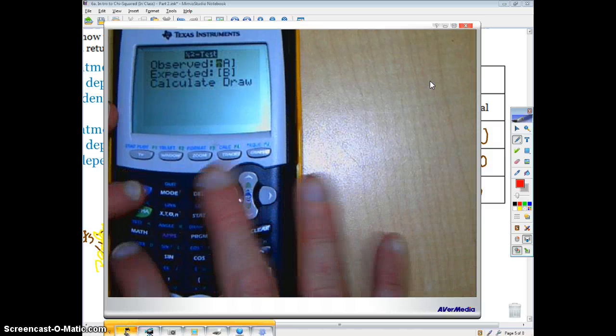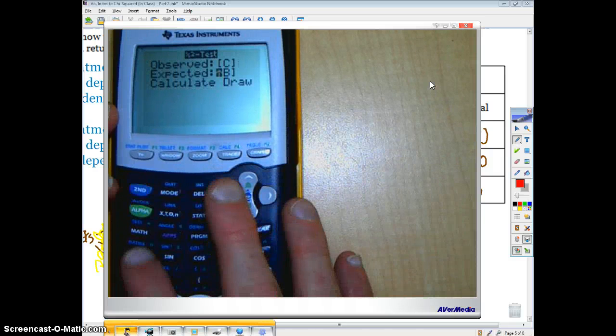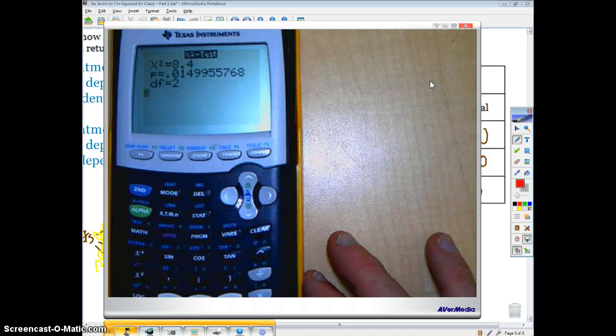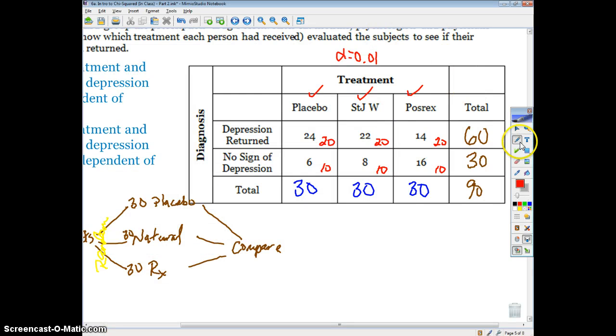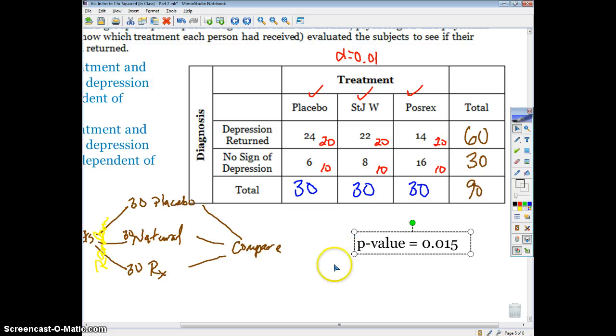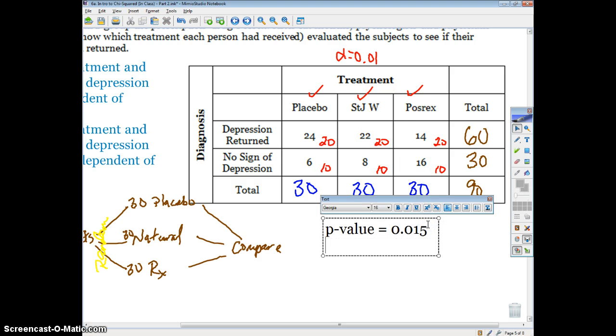All right, now my observed data was in matrix C, and my expected data is in matrix D. And here we see that we have a p-value of 0.015. Okay, so p-value equals 0.015. Now that is really close to the 0.01 that we were testing. However, we're still going to fail to reject.